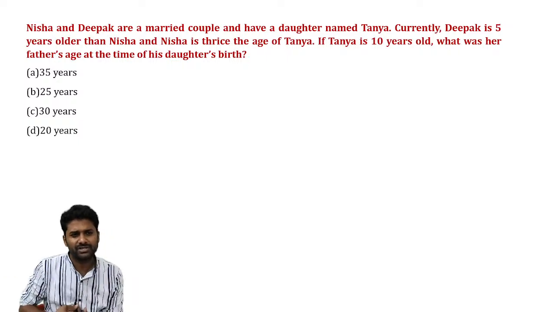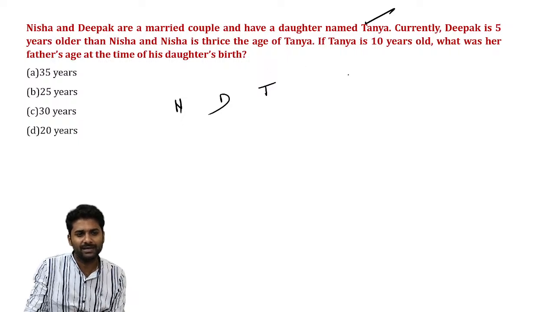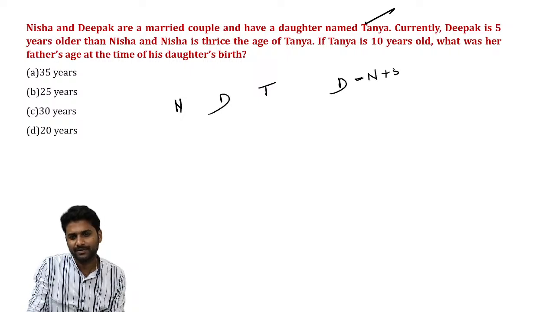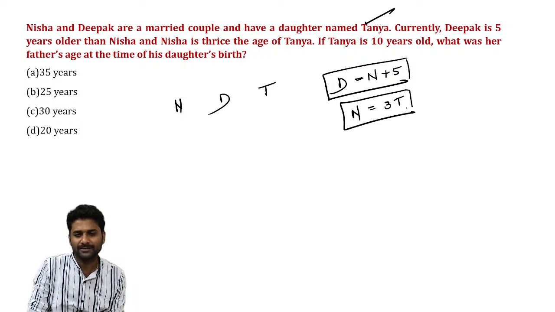Now see here the question. Nisha and Deepak are a married couple who have a daughter named Tanya. Currently, Deepak is 5 years older than Nisha. So D is equal to N plus 5. And Nisha is thrice the age of Tanya. N is equal to 3 times Tanya.